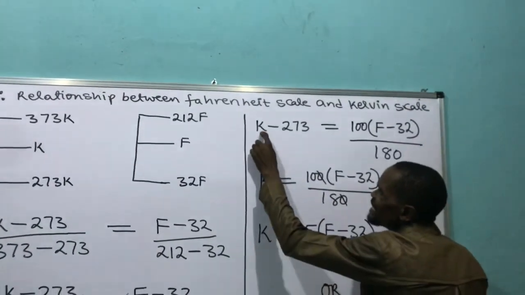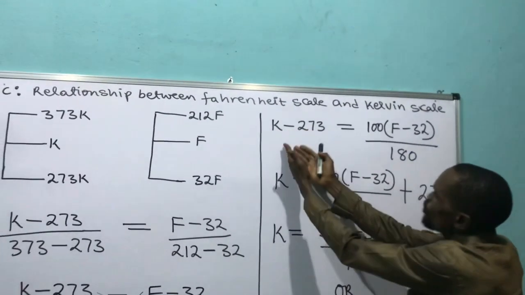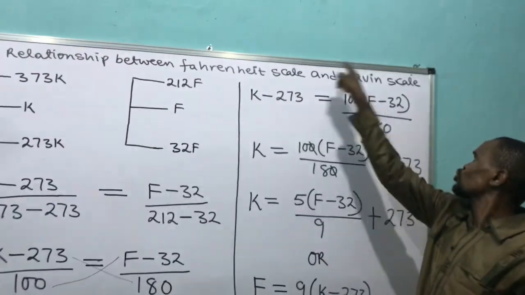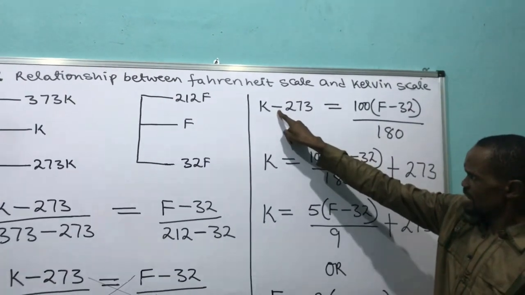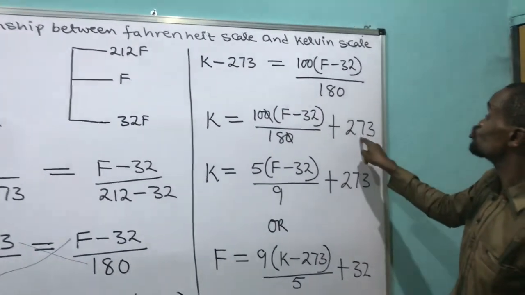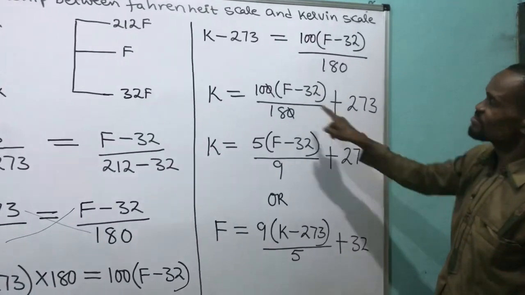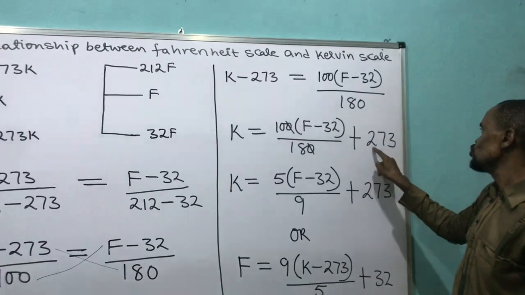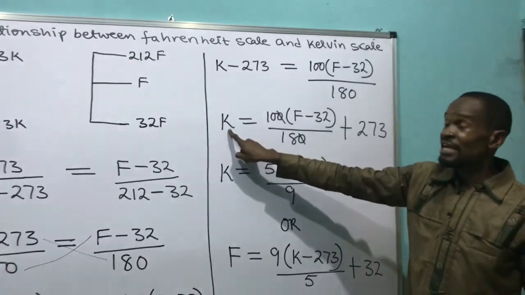I want to make K the subject of the formula. This minus 273 will cross over to the other side. Look at this minus crossing over here. It becomes plus. Have you seen how it becomes plus? This minus 273 crossing over becomes plus 273. Then I have made K the subject of the formula.